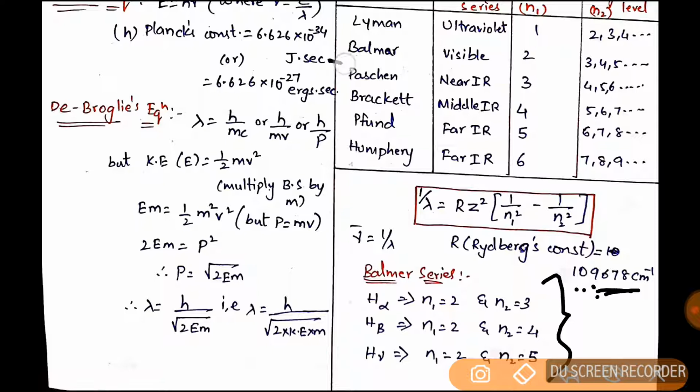And as you could see here, for Balmer series, n1 is 2 and n2 will be 3, 4, 5 and so on. So if they ask for H alpha series of Balmer, for H alpha, n1 is 2 and n2 is 3, and you should substitute these n1 and n2 values and solve the problem. If they ask for H beta, n1 is equal to 2 and n2 is equal to 4, and so on. For H gamma, it is n1 equal to 2 and n2 is equal to 4.